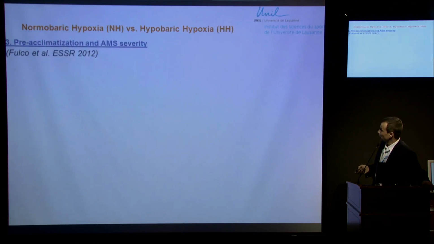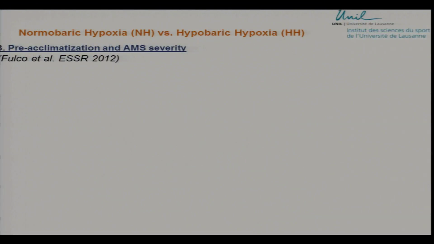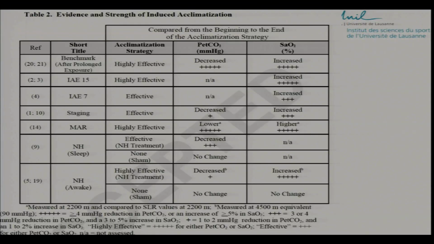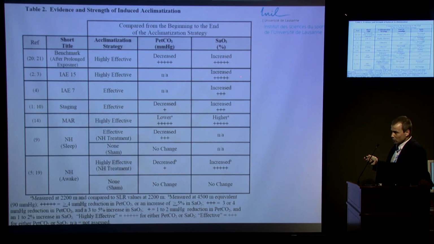Recently, they summarized their findings in this paper that was published a few months ago. First, they assess the efficiency of the pre-acclimatization strategy based on two simple parameters: the decrease in the PETCO2 or the increase in the oxygen saturation.